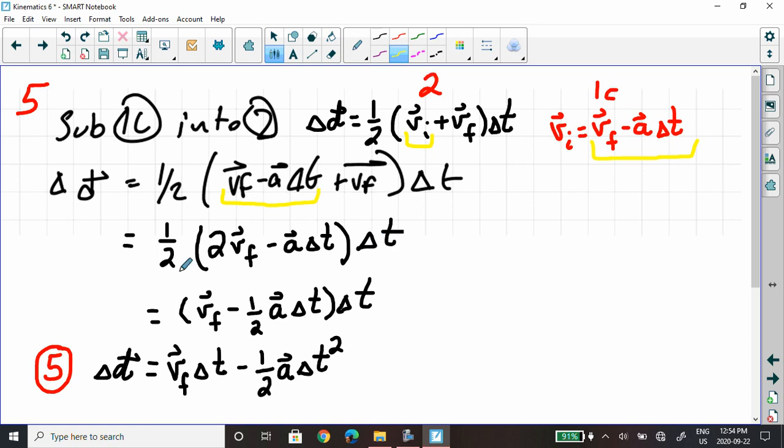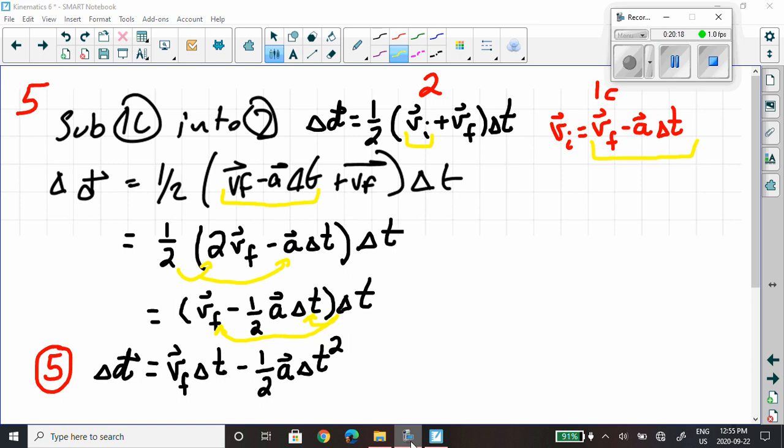What am I going to do now? Well, I'm going to multiply the half in. Distributive multiplication. A half times 2 VF gives me VF. A half times negative acceleration time gives me negative half acceleration time. And then I'm going to do distributive multiplication again, and I'm going to multiply in the time. So now displacement is equal to VF multiplied by time. I'm bringing the time in, minus a half A delta T squared because I multiplied that last part in. So now I have created the fifth and final equation for non-uniform motion. Acceleration is not equal to zero.